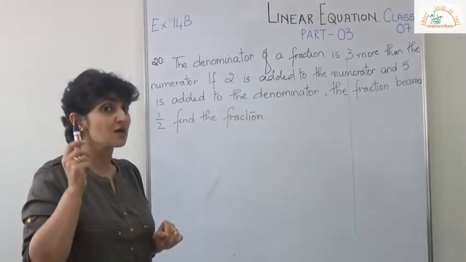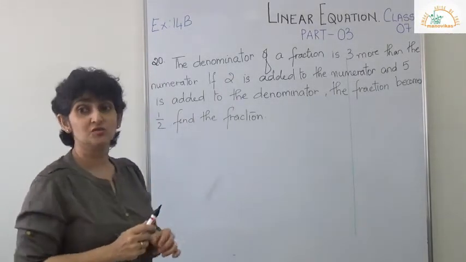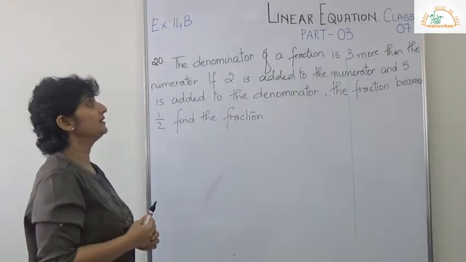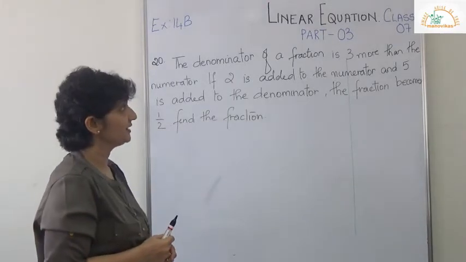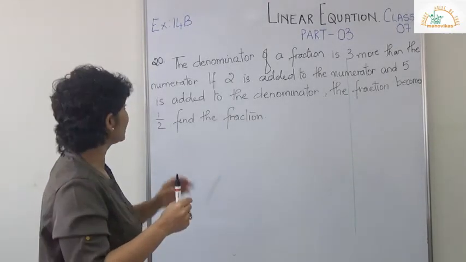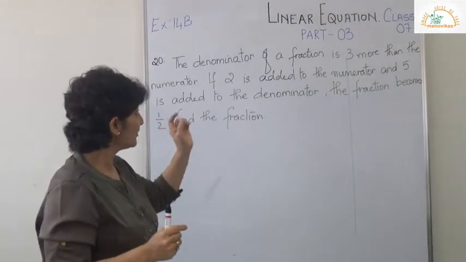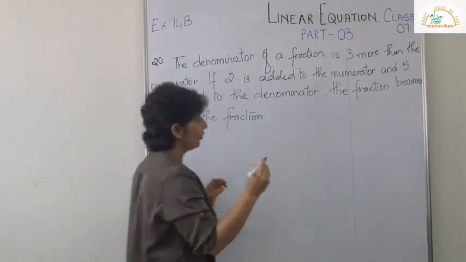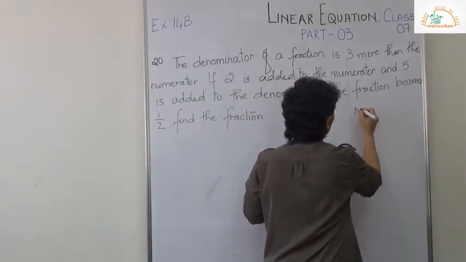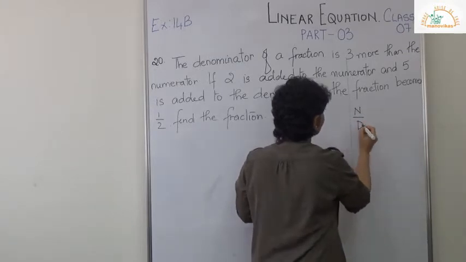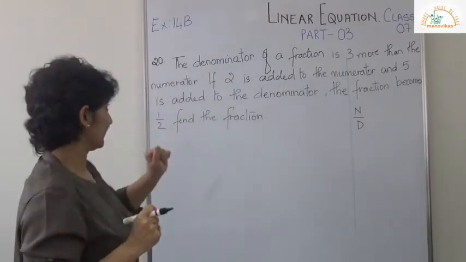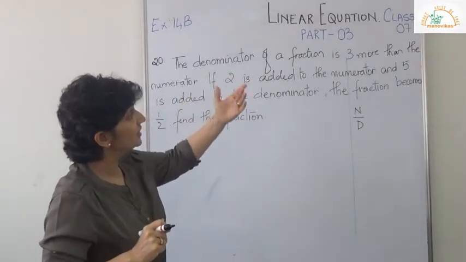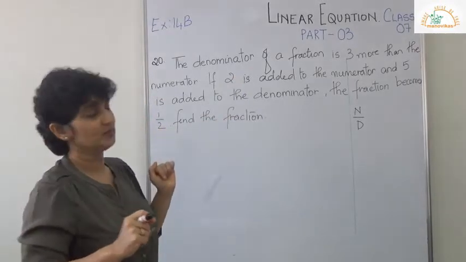Alright, this is exercise 14b. Now let's do question 20. Let's read the question now. The denominator of a fraction is 3 more than the numerator. First thing is, what are we doing? We are finding out a fraction. So I know in a fraction you have numerator upon denominator. Correct? Alright. The denominator of a fraction is 3 more than the numerator.